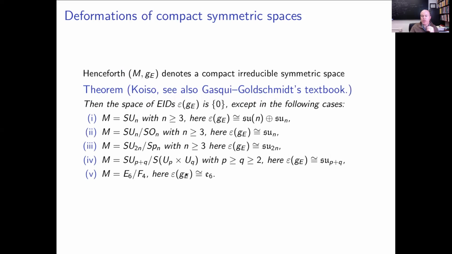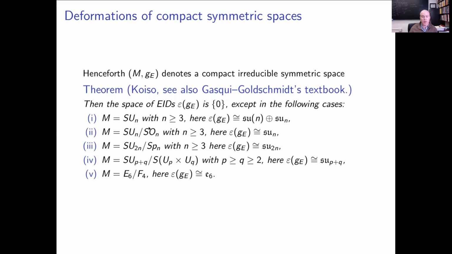Okay, so coming on now to study rigidity and Koiso's obstruction, for the rest of the talk, let M be a compact, irreducible symmetric space. And for example, Koiso proved that if it's a symmetric space, the space of EIDs will be 0. So this gives you rigidity, except in the cases which are listed here. And of course, the case we're going to be very interested in is SU(N), which occurs here.